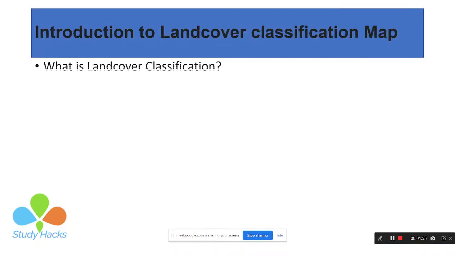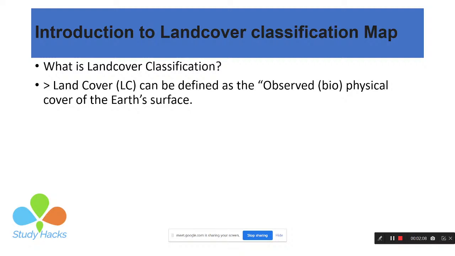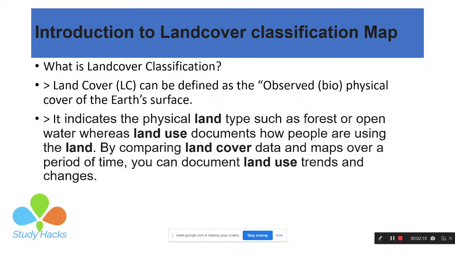So, land use and land cover. There is a difference between them. Land cover is the natural features on the earth's surface, and land use is how humans use the land. We can compare both, and we can easily analyze land use and land cover change trends using land use and land cover data.